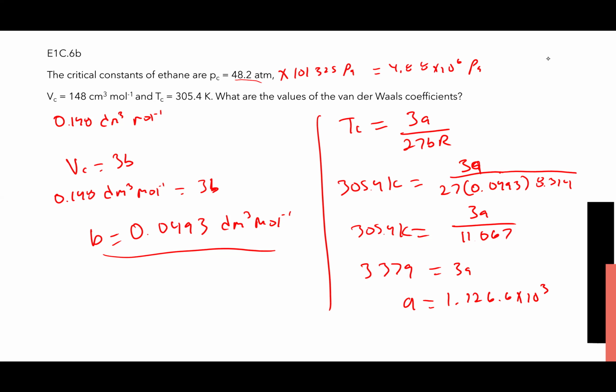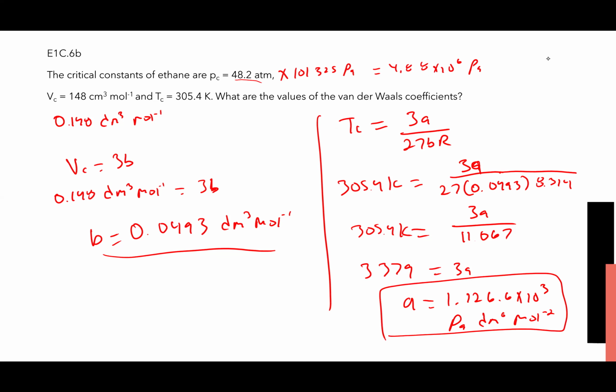And if you try to think about our units here, what are the units of A? If we're not sure, we can always look it up. Units of A in this case are going to be pascal decimeter to the 6th moles to the -2, in this particular version of it. All right, pascal decimeters to the 6 moles to the -2.